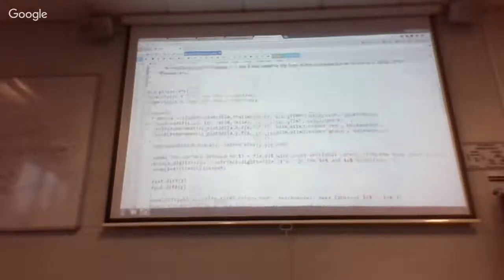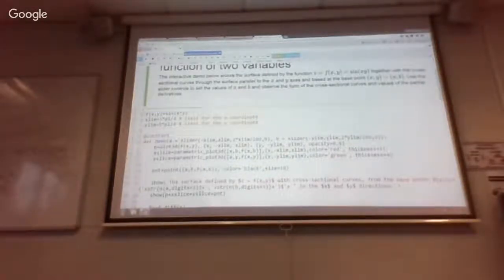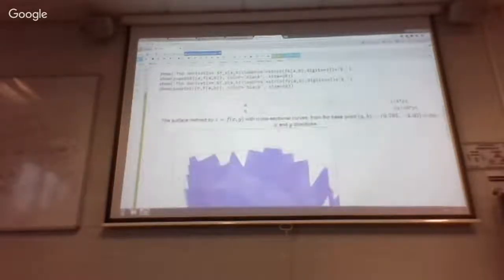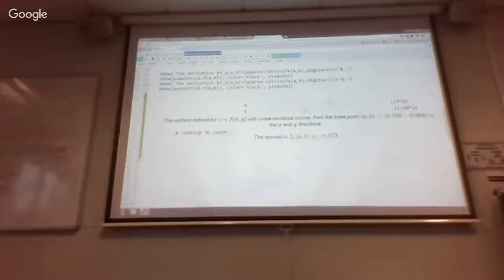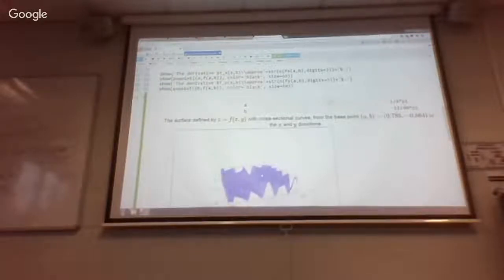So I'll put the link to this demo sheet up here, and you'll be able to change the function, change the limits on the x and y variable, and interact with the thing here, change your base point and move the base point around for different cross-sectional curves.